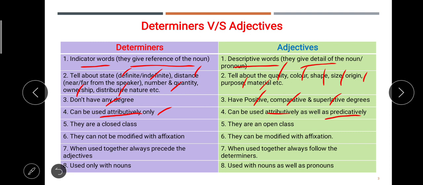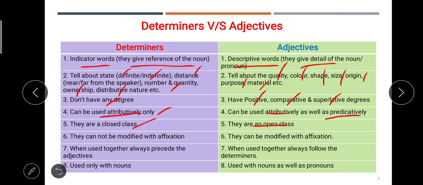Coming to the next point, they are a closed class. Determiners are limited in number. Generally and simply speaking, they are just 40 to 50, around 45 in number. But adjectives are innumerable, because with the help of affixation, the technique of word formation, we can create adjectives from verbs, from nouns, as many as we wish. So there is no specific number of adjectives. They are innumerable, many in number. That's why determiners are a closed class, adjectives are an open class.